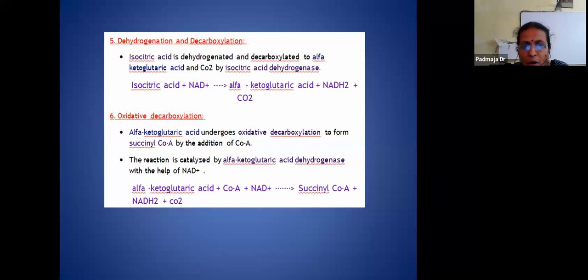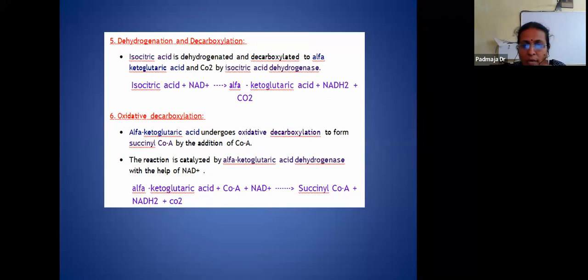And the next step is the oxidative decarboxylation. This alpha ketoglutaric acid undergoes oxidative decarboxylation to form succinyl CoA by the addition of CoA. Now, this reaction is catalyzed by alpha ketoglutaric acid dehydrogenase with the help of NAD. So here, alpha ketoglutaric acid and CoA and NAD, in presence of the enzyme alpha ketoglutaric acid dehydrogenase, give rise to succinyl CoA and NADH2, plus the CO2 will be coming outside.